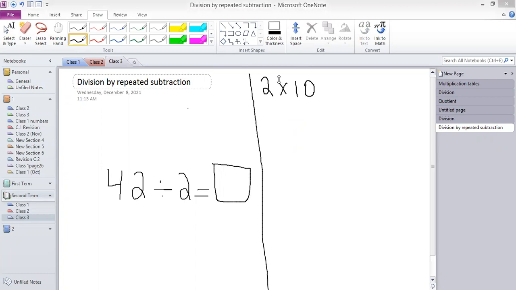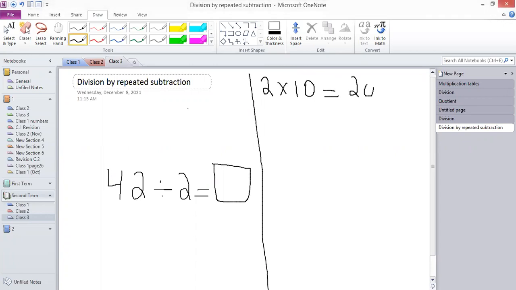Guys, I need an answer from all of you, and I need all of your attention. I need attention. Yes, 2 multiplied by 10 equals what? 21. 2 multiplied by 10 equals 20.